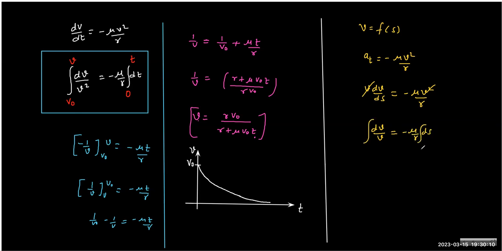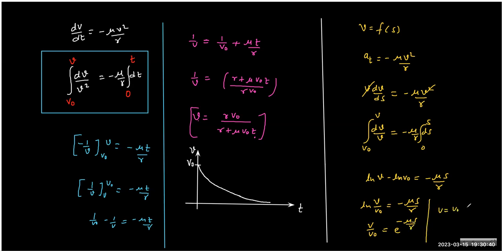Then you integrate. You travel nothing, velocity V naught; you travel something, you have velocity V. And what is the integration of dV by V? Ln V. So upper limit minus lower limit, which is basically ln of V by V naught. So V by V naught is e power minus mu s by R.